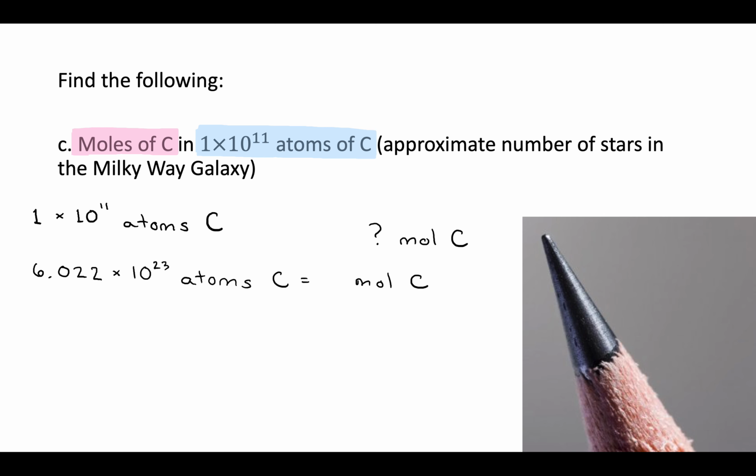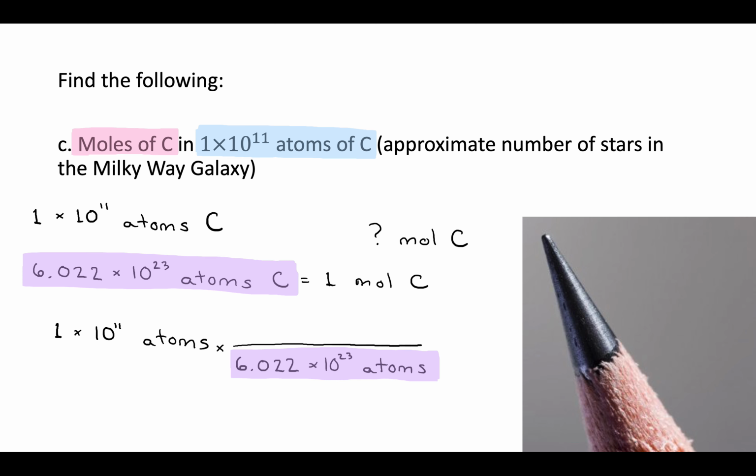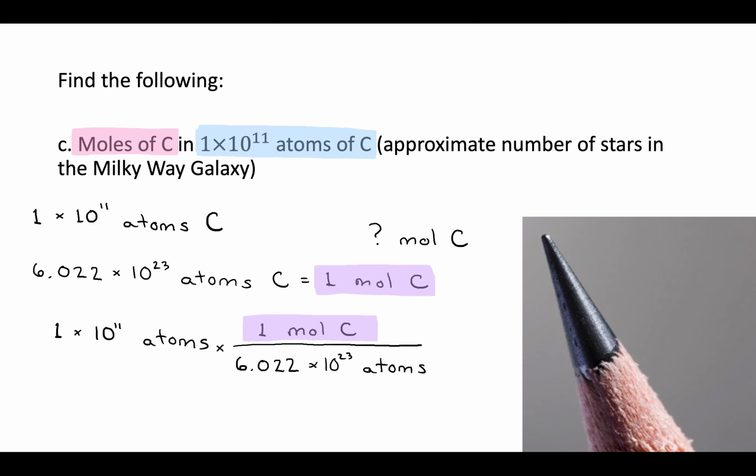Well, we know there are 6.022 times 10 to the 23rd atoms in 1 mole. So we have that conversion factor. Now we can take the number they give us, 1 times 10 to the 11th atoms, write a multiplication sign, a fraction bar. The units we start with go on the bottom of the fraction bar so that they'll cancel out. And then we fill that fraction in with our conversion factor. Next to atoms goes 6.022 times 10 to the 23rd. Going over the fraction bar is like going across the equal sign, and on top we have 1 mole of carbon. So atoms cancels out, and we are left with moles of carbon.